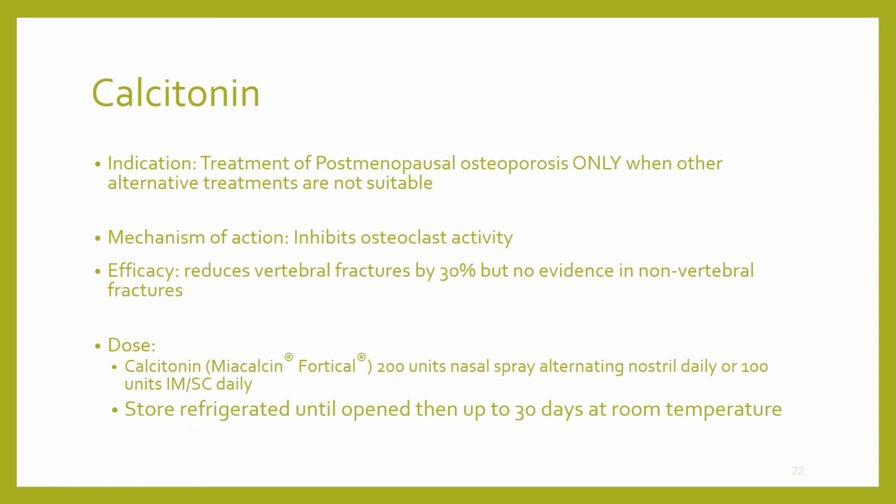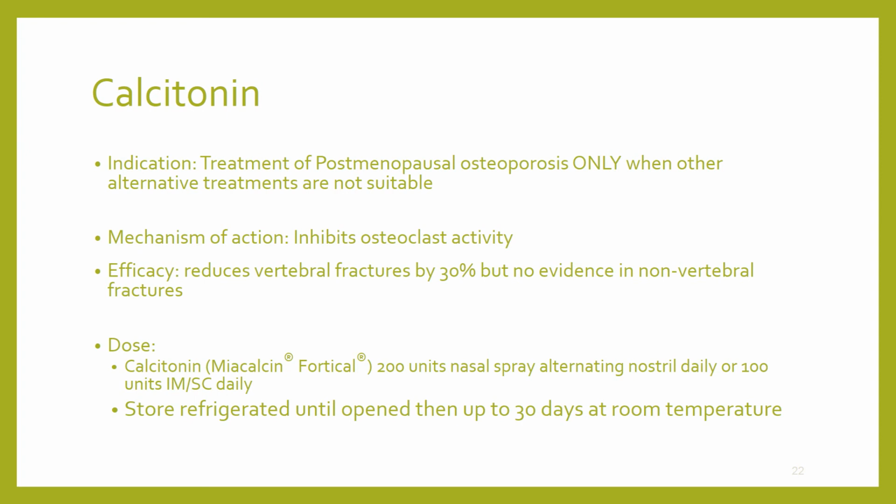Another medication that can be used in the treatment of postmenopausal osteoporosis only when other alternative treatments are not suitable is calcitonin. The mechanism of action of calcitonin is that it inhibits osteoclast activity. It reduces vertebral fractures by about 30%, but there's no evidence in use in non-vertebral fractures.